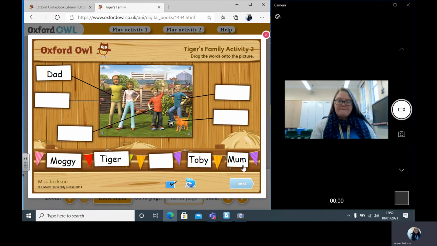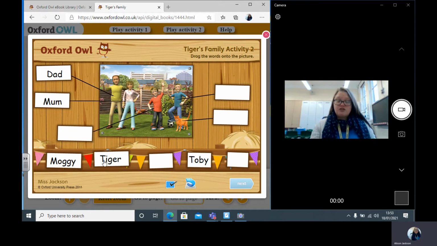Mum. Let's have a think. Can you point to who you think it's going to be? And it's here. This one is mum. Okay. Now we can think about the word that we've done yesterday and today, thinking about vocabulary.